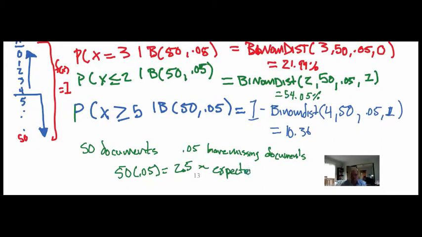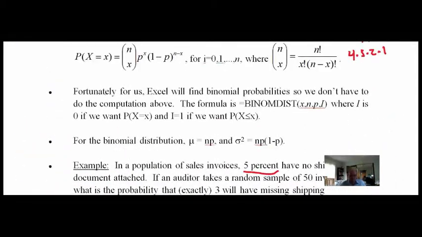expected value, which we also call the mean. That's the same thing. This is actually the average number of missing things. And why do I say that? Well, look at this. We actually figured this out earlier, or it was written here. Mu for binomial distribution equals n times p. That's just what we did: 50 times 0.05. So this mu is completely intuitive. This is just the average or the expected number of invoices that are missing documents.